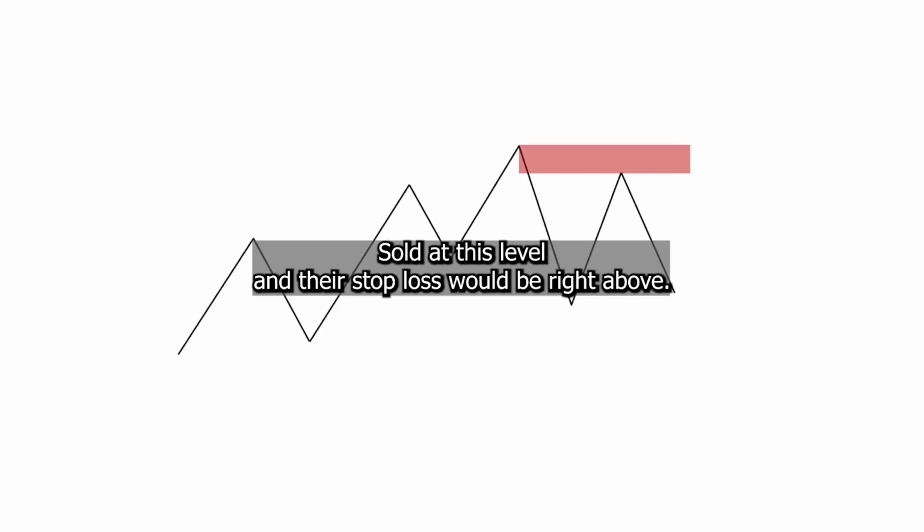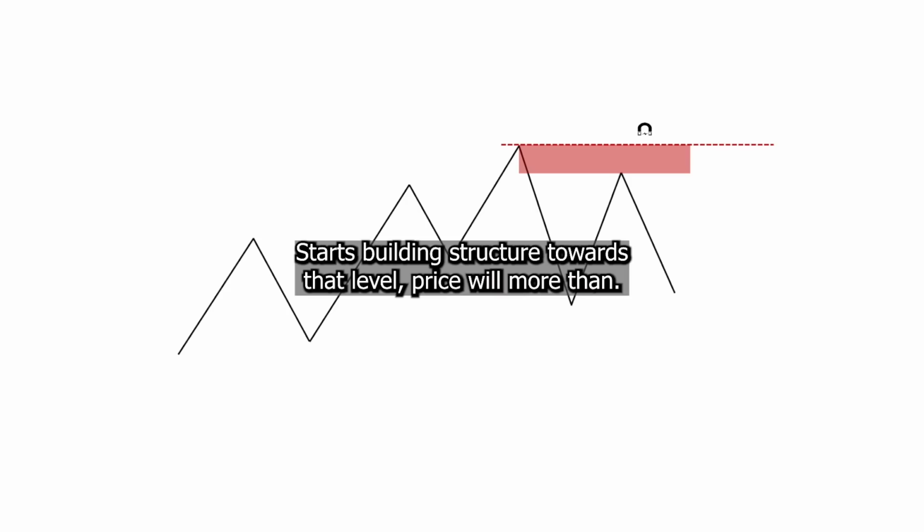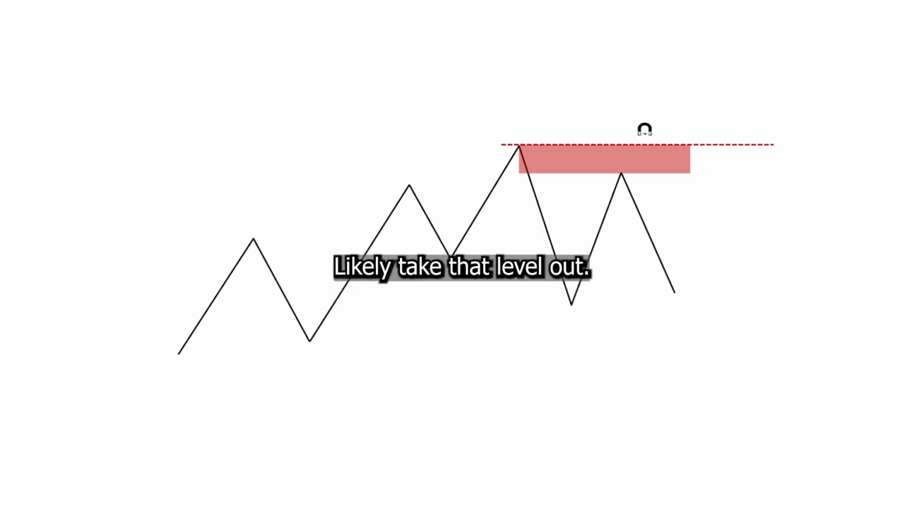Price forms your supply level and rejects. So what happens here? Retail traders sold at this level and their stop losses will be right above that swing or the swing prior. And now we know that this level will act as a magnet and it will attract price. So once price starts building structure towards that level, price will more than likely take that level out.